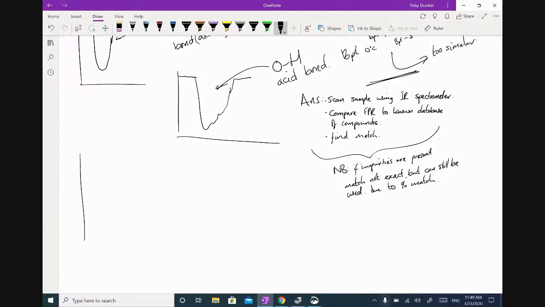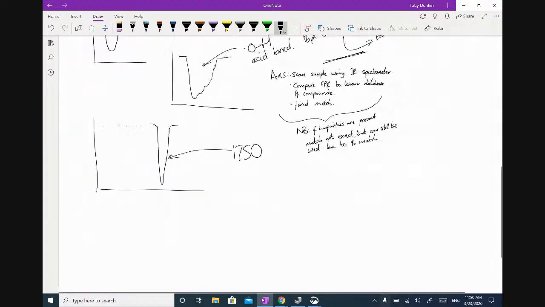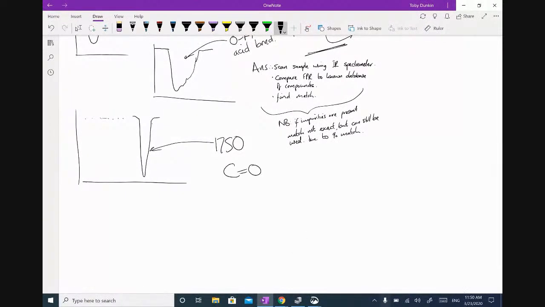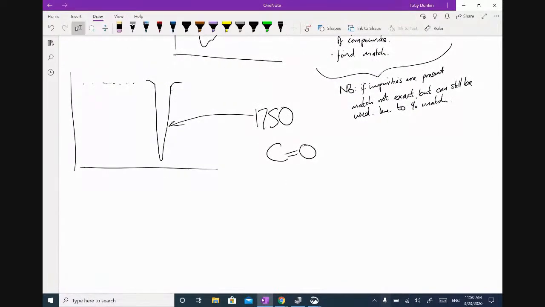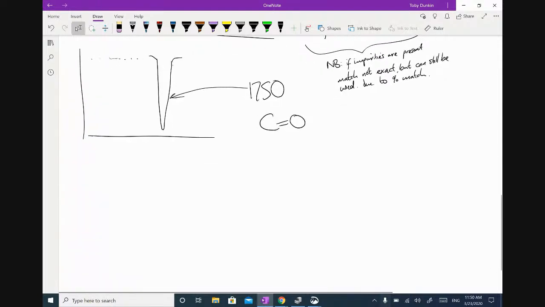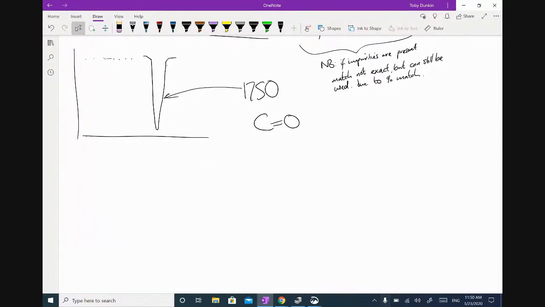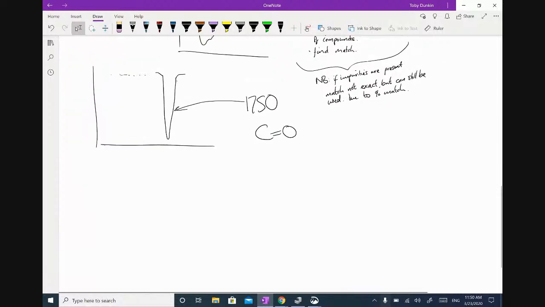Other ones that you should definitely recognize is a big spiky, narrow peak there at 1750 wave numbers, and that's a C double bond O. Now, can I just point out, there are slight variations depending on if that's a ketone or an aldehyde or a carboxylic acid, and they can ask you between those, and it's on the data sheet. Don't overthink this. When we look at questions, it'll make a lot more sense. But 1750, really handy.